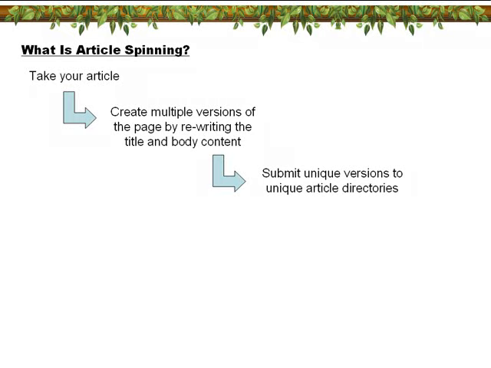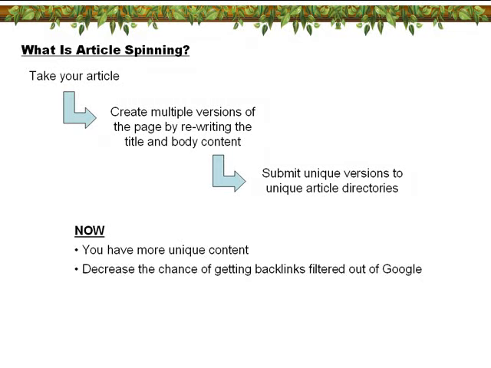Now, how you really ramp it up is that by creating these multiple versions, you submit them to unique directories. So essentially you're submitting unique content to unique directories. So you take that one article, turn it into a bunch of articles, maybe 3 or 4 even, and you submit those out to unique directories. So now instead of having that one article, you have several versions of your article all working to build backlinks for you. So now you have more unique content, you decrease the chance of getting backlinks filtered out, and you get a heck of a lot more usage out of one single piece of content. So you can see how you're leveraging both your time and your money very effectively.